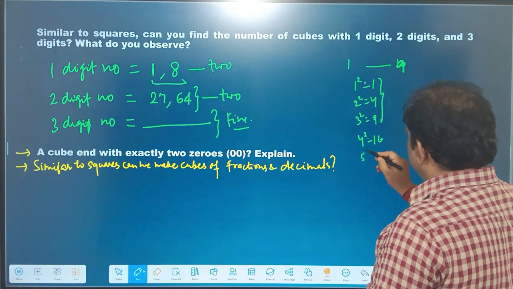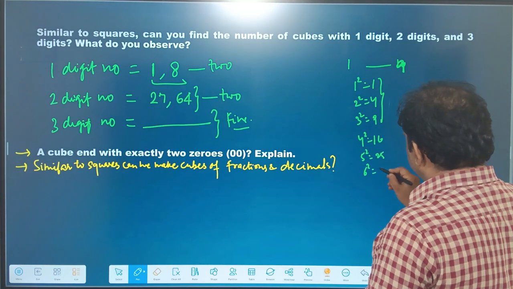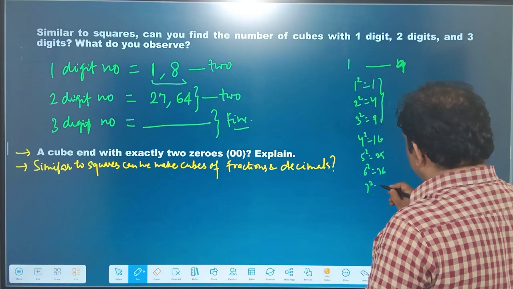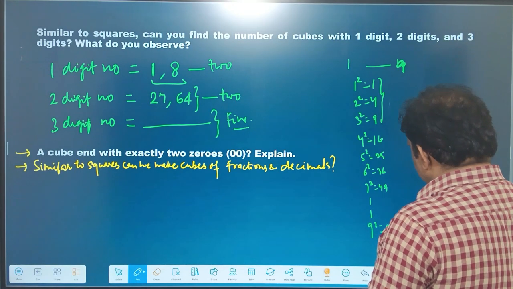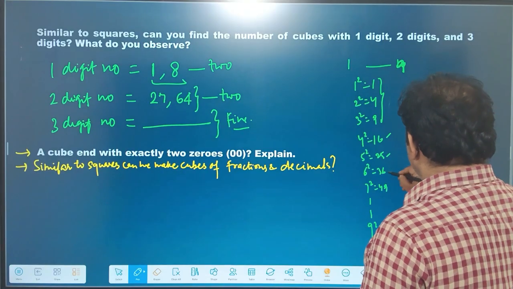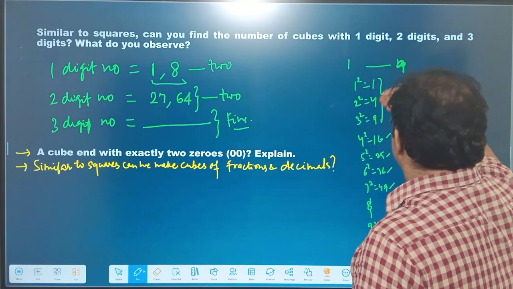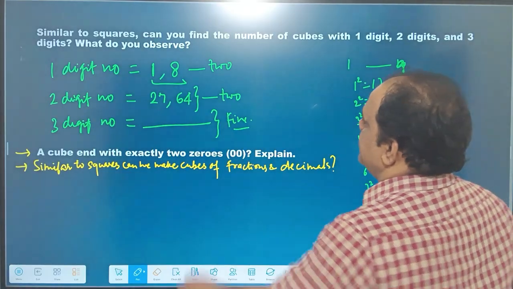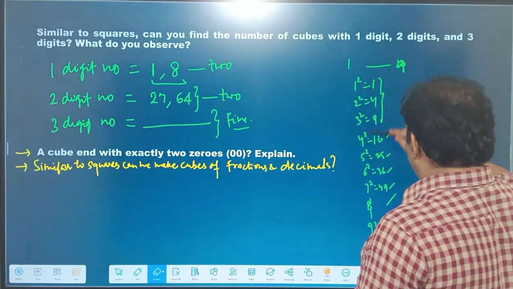4, 5 squared is how much? 25. 6 squared is 36. 7 squared is 49. Then this way 9 squared is 81. So how many numbers do we have? 1, 2, 3, 4. Then it would be 5, 6. So it is 3, then 6, right? But it is 2, 2, 5. So what do you observe?